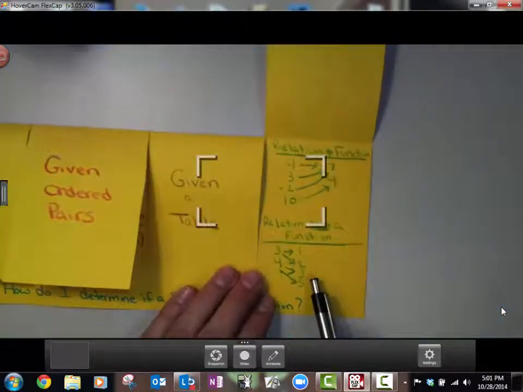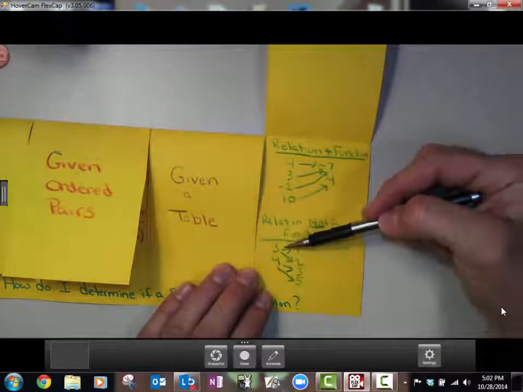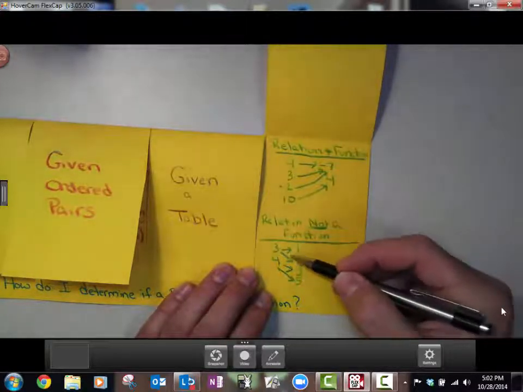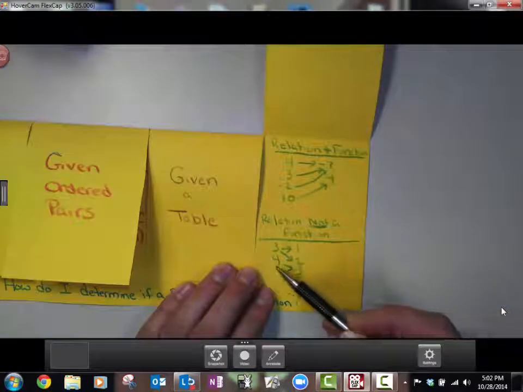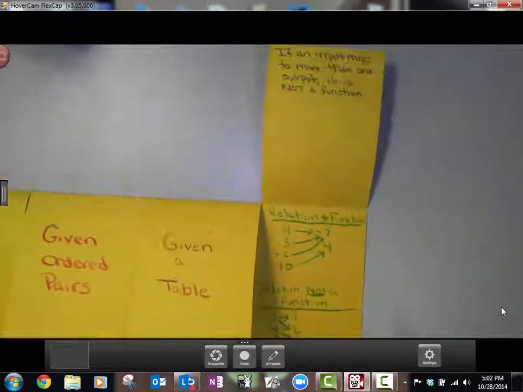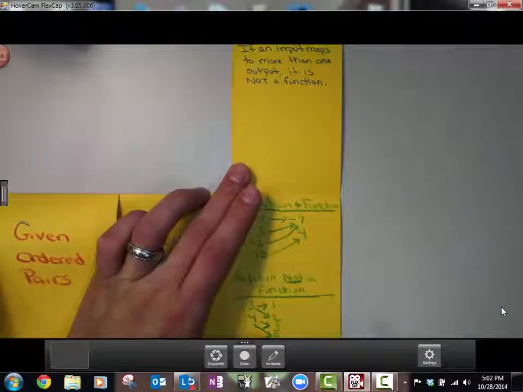But when I look at the other example, and I look at, say, okay, 3, 1, 3, 2, I know the x or the domain input is going to repeat. This cannot be a function. Then I look at 4, 3, and 4, 5. Again, the x is going to repeat, or the input will repeat on it, and you cannot have that being a function.